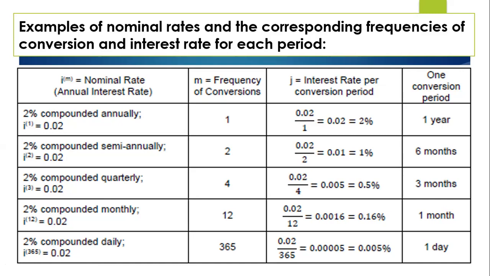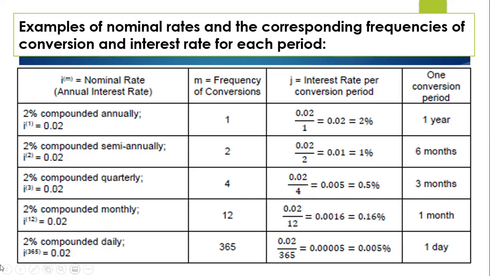So that is for our J, or for our M muna, that is 4. And for the J, 0.02 over 4, that is equal to 0.005, equal to 0.5%. For 2% compounded monthly, pag monthly, M or the frequency is 12, hatiin mo daw siya sa monthly. So ilang buwan ba meron sa isang taon? That is 12. So every month, monthly, 0.02 over 12. Okay, so that is our J. J will be 0.16%.